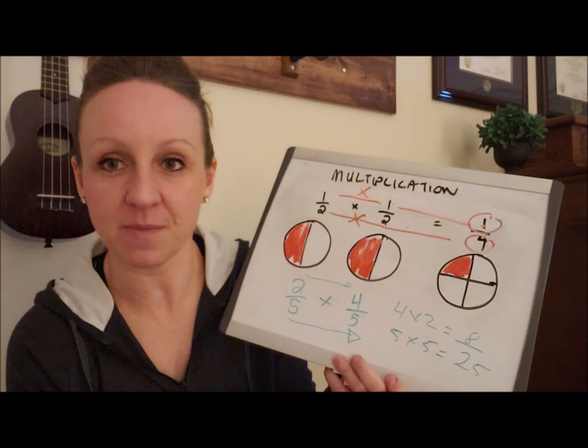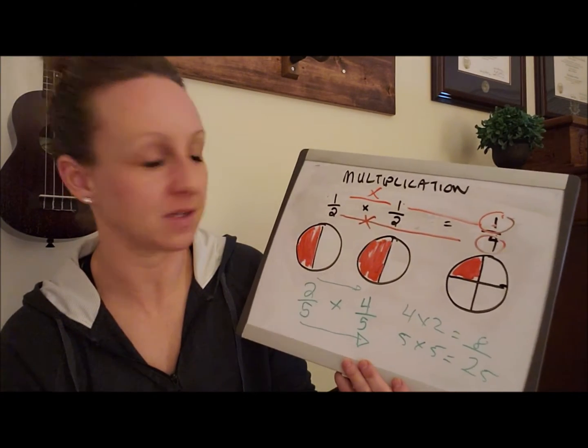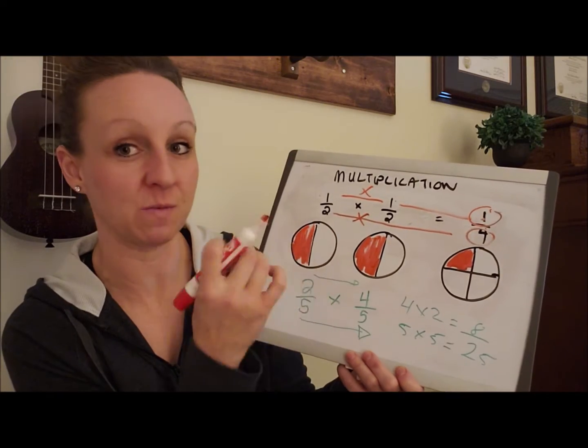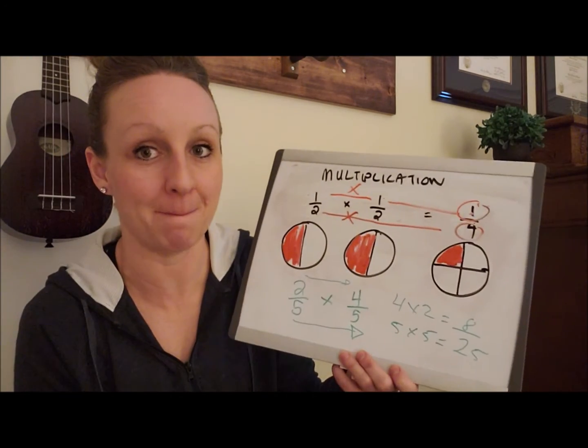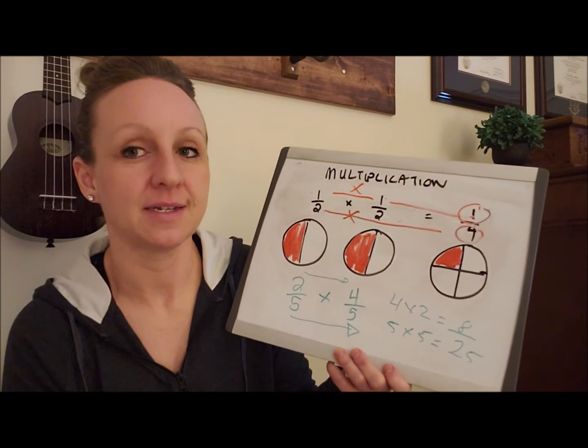And if you struggle with math, you're probably looking at this thinking, this looks ridiculous. Why do I have this and this, and I use multiplication, which is supposed to make it bigger, and I end up with a smaller number? Let me explain why this is.